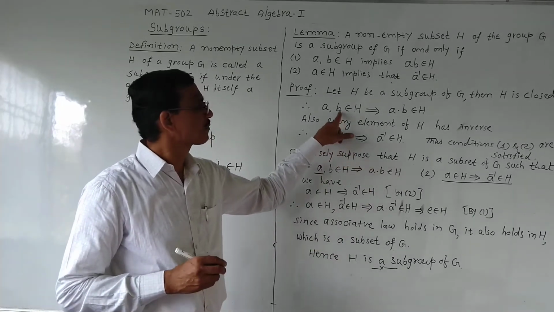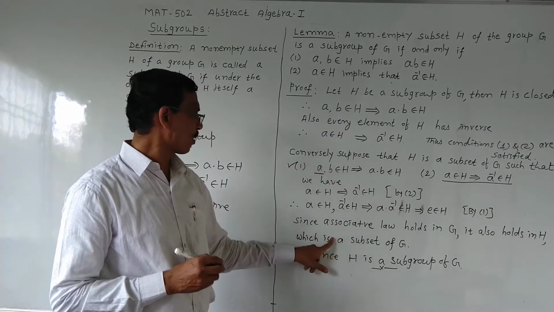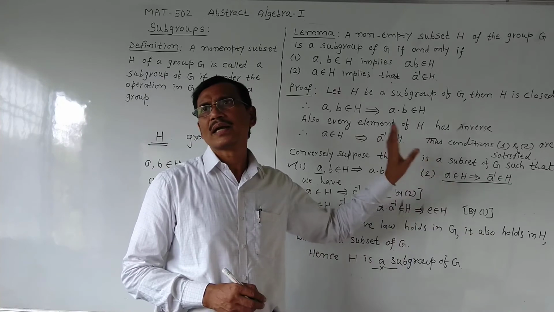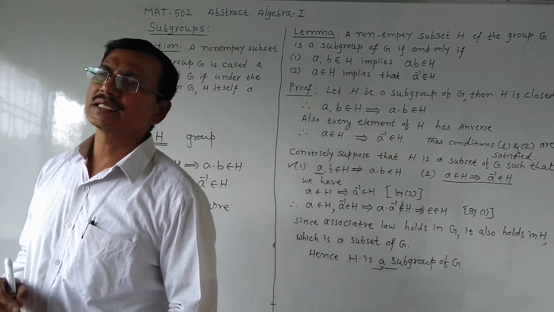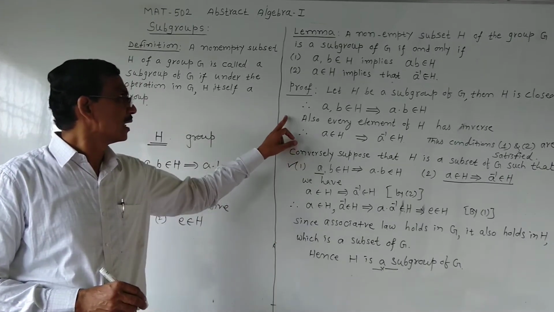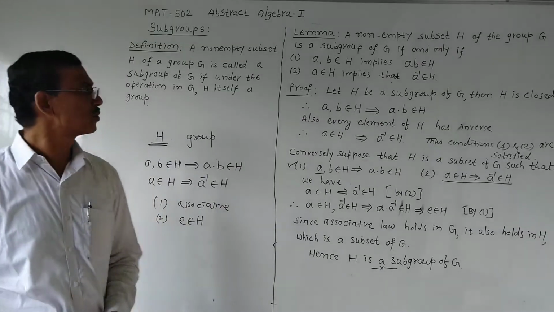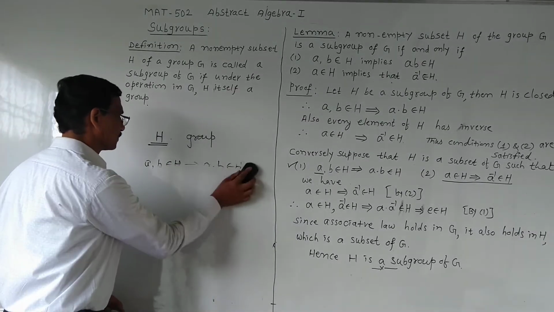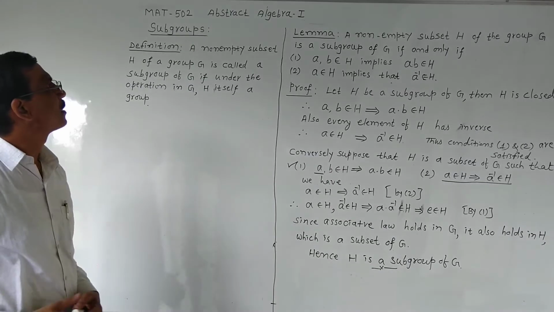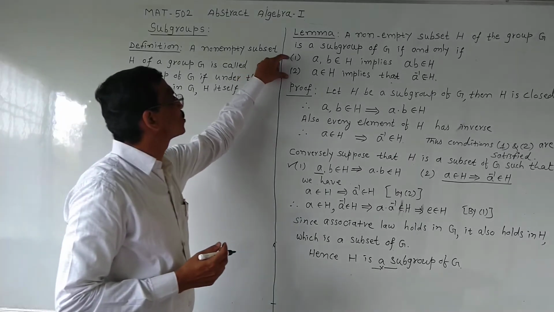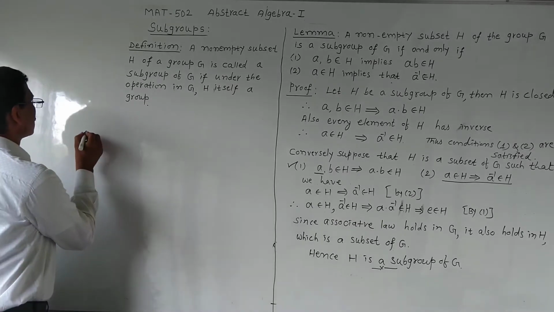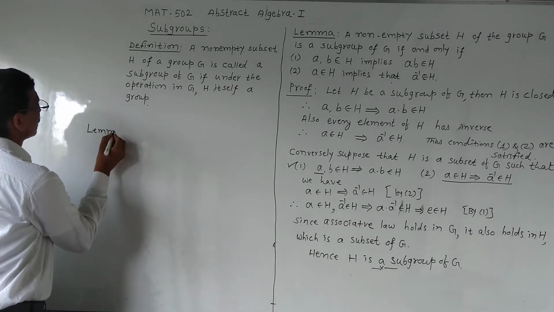This means the closure property, the associative property, the existence of the identity element, and the existence of the inverse element are satisfied. That means H is a subgroup of G. Though this is one lemma, there are 2 parts due to the if and only if conditions. Now the lemma can be stated by combining these two. We shall consider this as the other lemma.